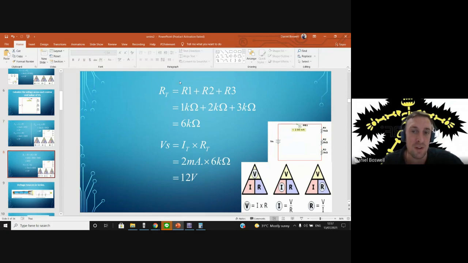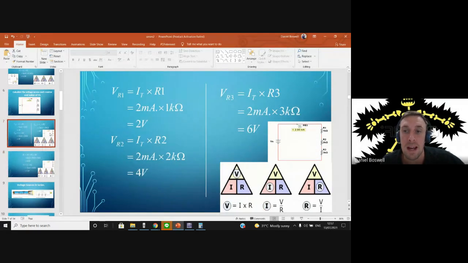Right, okay, so we've got this circuit. We got our total resistance of 6 kilo ohms when we add these. And then our voltage supply, as we have done, we're going to work out as current times total resistance. 2 milliamp times 6 kilo ohms also gives us 12 volts. Okay? So all we've done is added them together, really. But then this is the different way to do it.